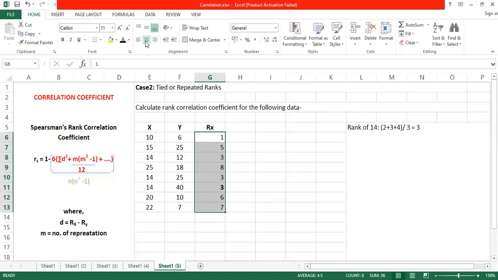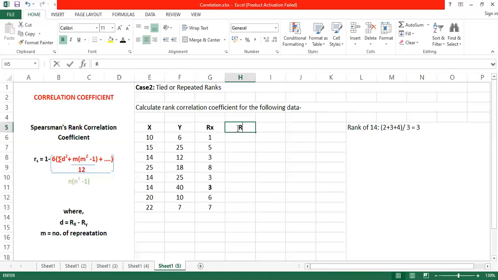Let us do the same thing for Ry. Let us look for the least value. The least value is 6. So it is 1. Then after 6 it is 7. Check, do we have 7 anywhere in this column? No. So it is 2. Next after 7 it is 10. Do we have 10 here? No. So it is 3. After 10 it is 12. Do we have 12 somewhere else? No. So it is 4. Next after 12 it is 18. So 5.